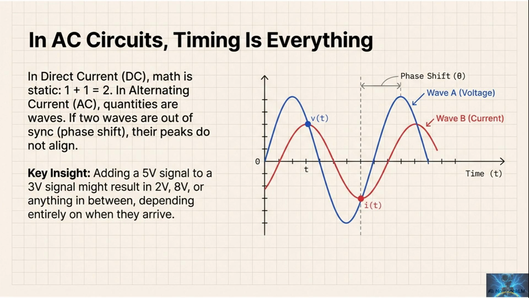In AC circuits, timing is everything. In direct current circuits, adding values is straightforward because things don't continuously shift in time. In AC circuits, voltage and current are waves. If two waves are out of sync, their peaks don't line up, and the result depends on when they arrive. That's the key reason phasors exist. They let us capture timing differences in a clean geometric way.